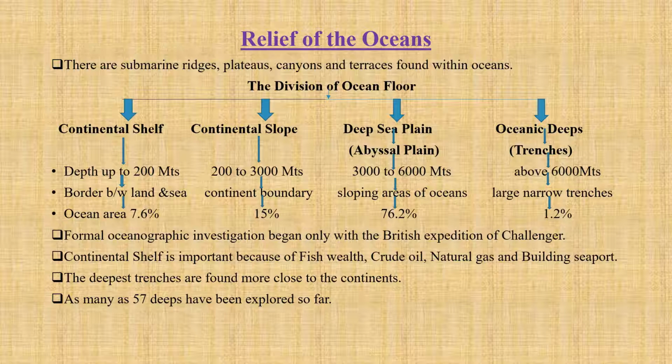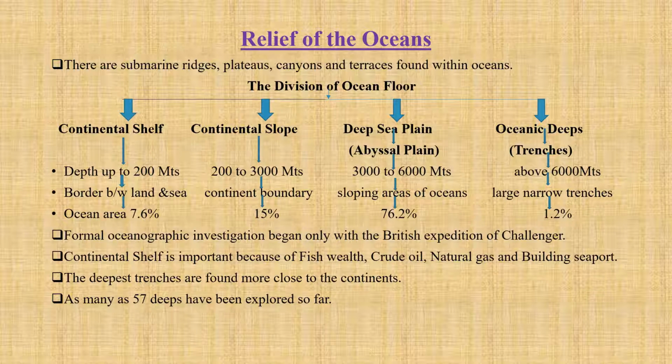From the surface of the ocean water to a depth of 200 meters, there is a continental shelf. It is the border between the land and sea. It occupies 7.6% of the ocean area. And the continental slope is spread from 200 meters to 300 meters depth. It comprises 15% of the ocean area.